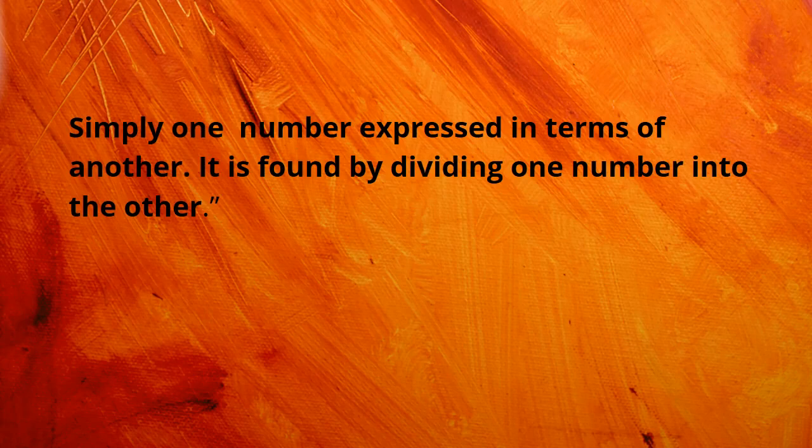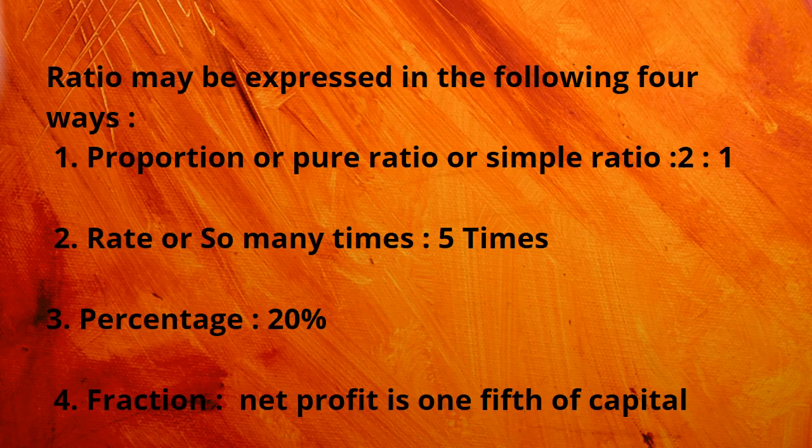Simply one number expressed in terms of another. It is found by dividing one number into the other. It means when one number is divided by another number, then the ratio can be found. Ratio can be expressed in 4 ways. Here we are discussing the accounting ratios.